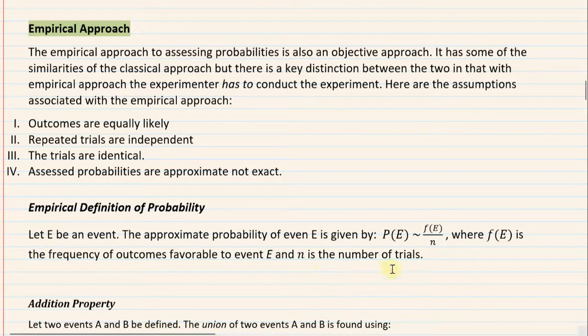And down here I have how we actually find probabilities. So notice in this expression, I don't have an equal sign. I have this tilde, which means approximately equal to. So the probability is not exact, it's only approximate. It's approximately equal to FE. FE is the frequency of outcomes that actually are favorable to event E when you conduct the experiment. Remember, with the empirical approach, you have to conduct the experiment. And there you have it, divided by n, the number of trials, and that gives you the probability.